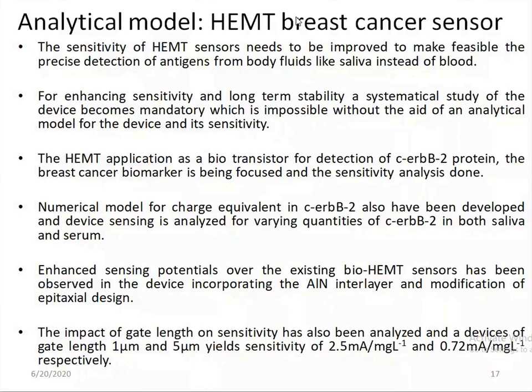The only diagnosis method that is available is mammography. However, people are afraid of mammography as it uses radiation and as it is very time consuming and very expensive. So again, I started working with this particular detection, that is breast cancer detection.